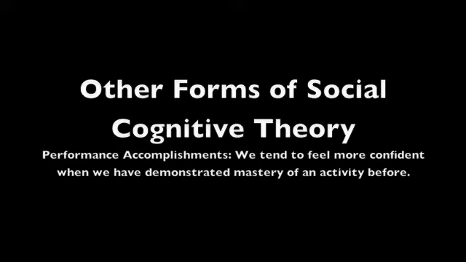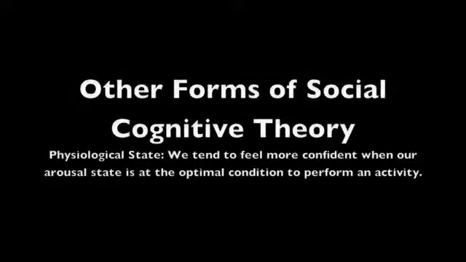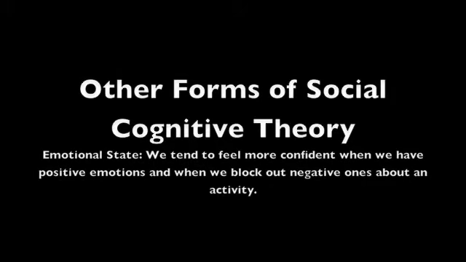Other forms of social cognitive theory: performance and accomplishments. We tend to feel more confident when we have demonstrated mastery of an activity before. Physiological states: we tend to feel more confident when our arousal state is at an optimal condition to perform an activity. Emotional state: we tend to feel more confident when we have positive emotions and when we block out negative ones about an activity.